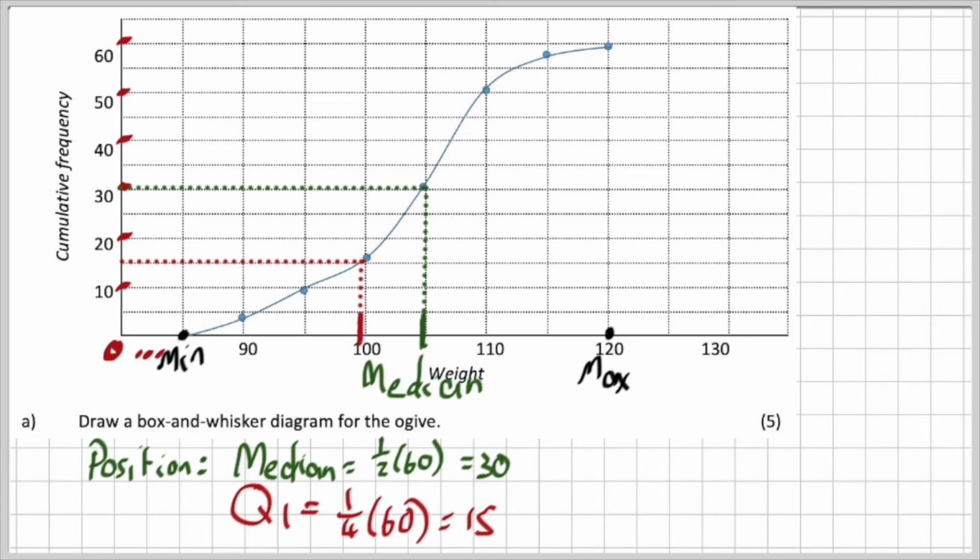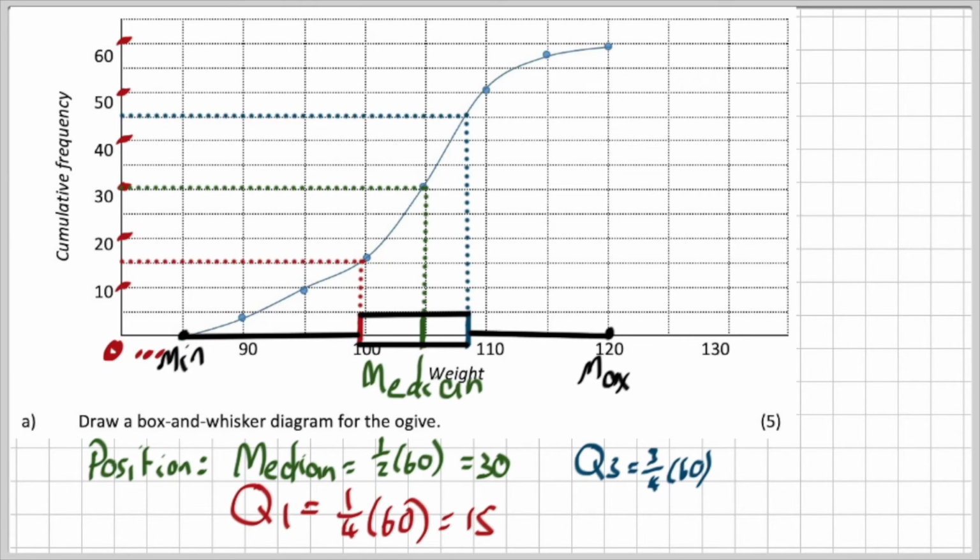I'm getting so distracted with statistics and the fun behind it. Next up, I need my upper quartile, quartile 3. 3 quarters of 60, which is the 45th person. So that is at about 108, give or take. So let me just complete my box and whisker. Ta-da! There's my box and whisker. Does it really tell me much?